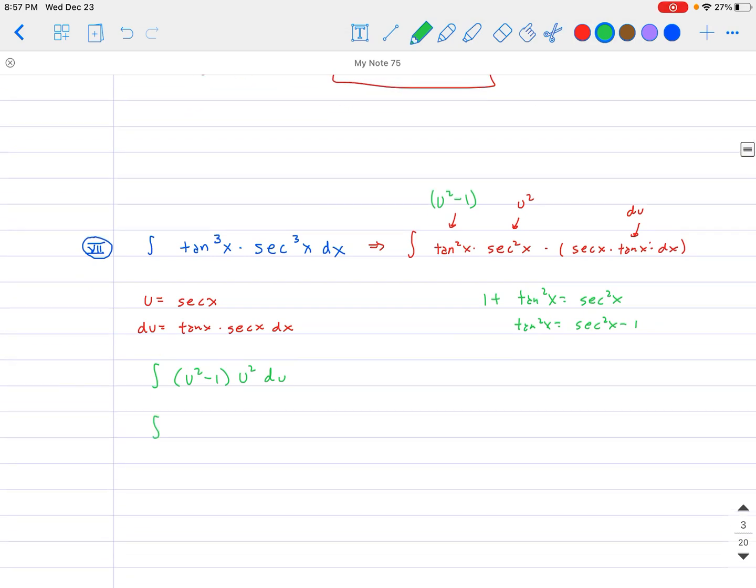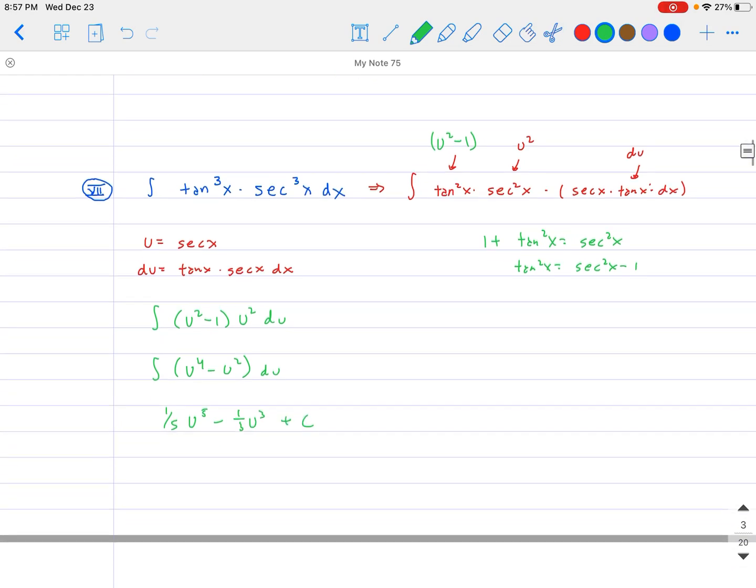Multiply this out using the power rule. So u to the fourth minus u squared du. Antiderivative, 1/5 u to the fifth minus 1/3 u to the third, and then plus c. Replacing back everything, the final answer is 1/5 times secant to the fifth x minus 1/3 times secant cubed x, and then plus c.